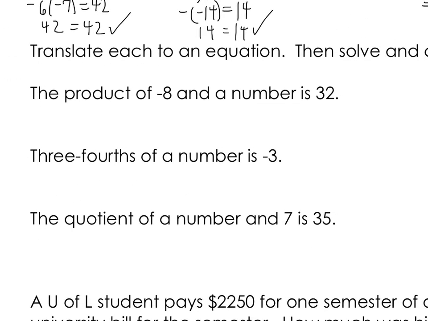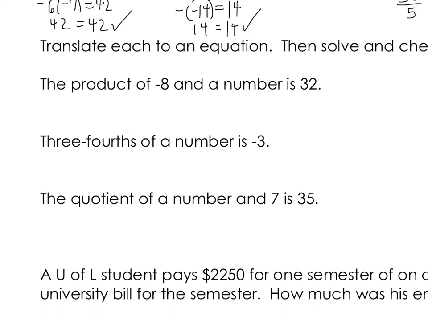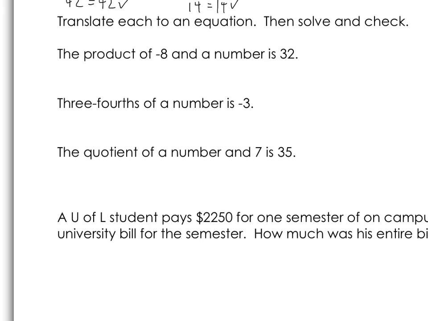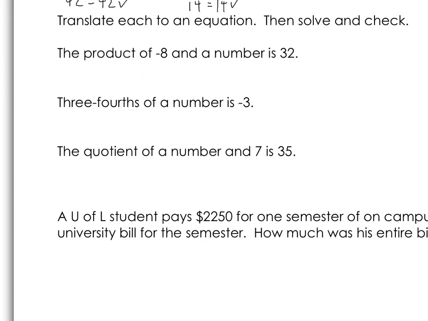So let's translate each problem now into an equation and then solve and check our solution. So we have the product of -8 and a number is 32. Product means multiply, of -8 and a number. We'll use x for the number. Is means equals.